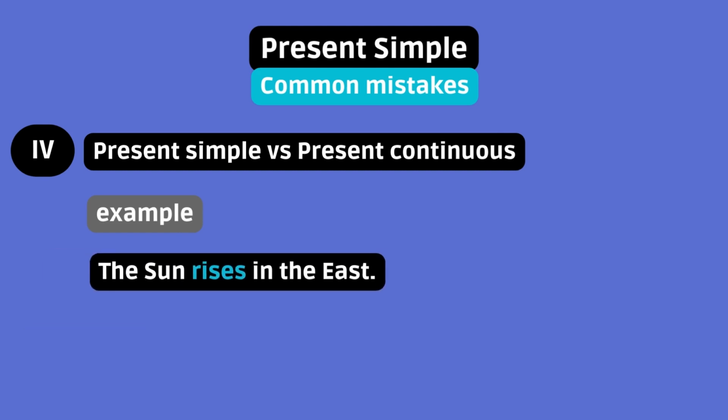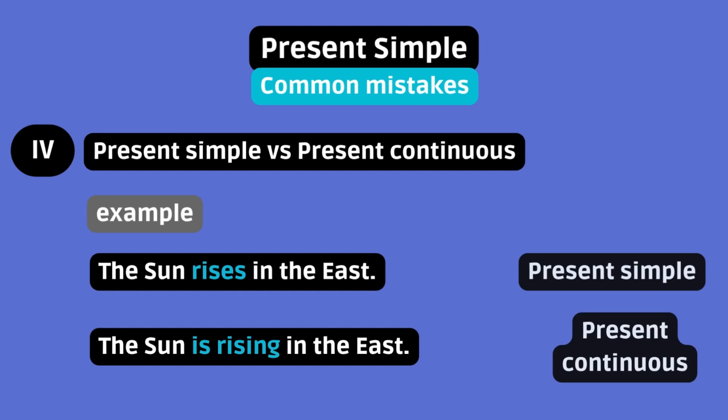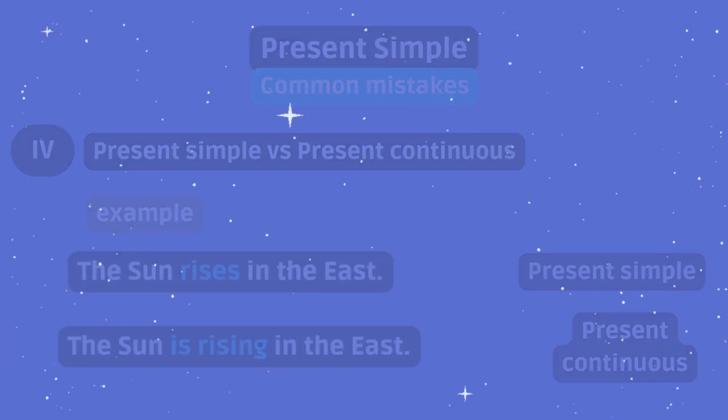The sun rises in the east. Present simple to state a fact. The sun is rising in the east. Present continuous to state an ongoing action. It's happening right now.